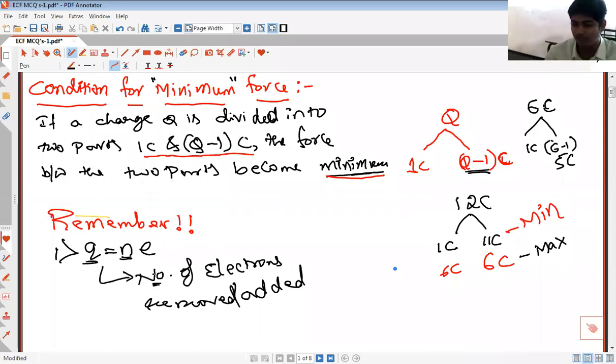Can you tell me what are the possible values of N? How many electrons can be removed or how many electrons can be added?